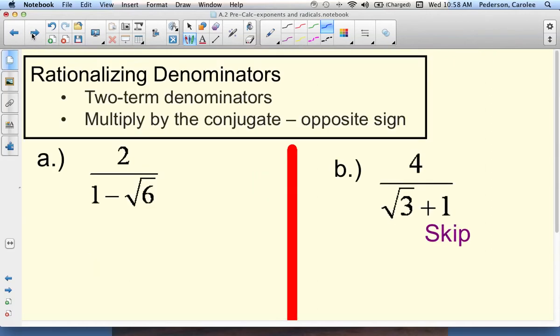This second example now has a radical in the denominator, but it has two terms. It has the 1 minus square root of 6. So what we need to do is multiply by what you think of as a conjugate. You're going to change the sign of this, so it's a positive there, and you're going to multiply that to the numerator and the denominator.